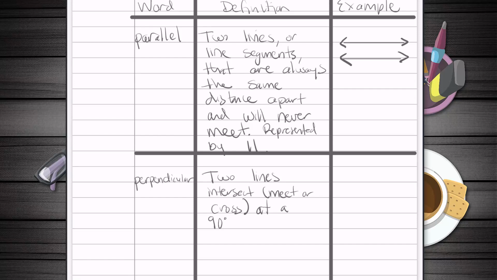Remember, the little tiny circle above the 90 means degrees. 2 lines intersect, which means they meet or cross at a 90-degree angle. And it's represented by a symbol that kind of looks like an upside-down T. It's a little bit longer on the bottom than a T would be, but that's my best example, an upside-down capital T. And so there are perpendicular lines in squares, rectangles, some triangles, and here's an example of a perpendicular line.